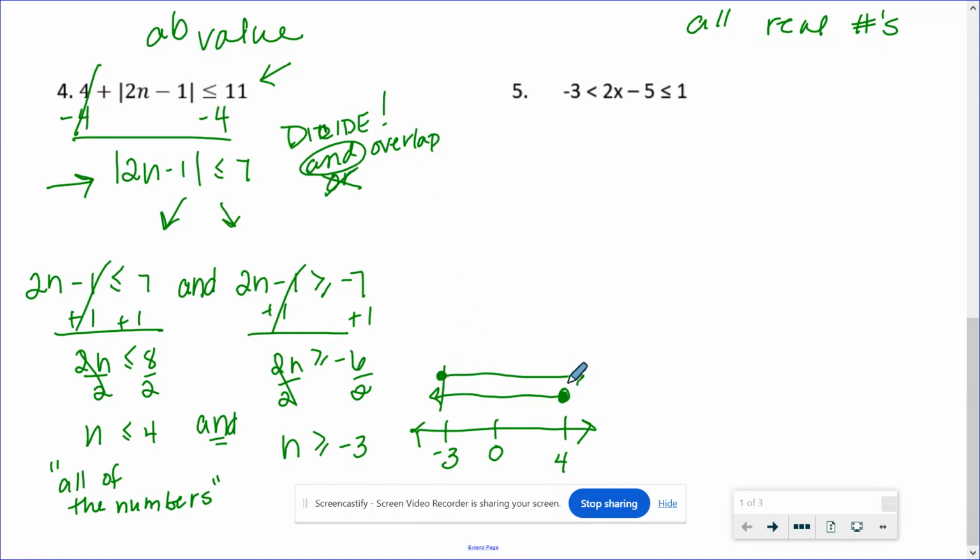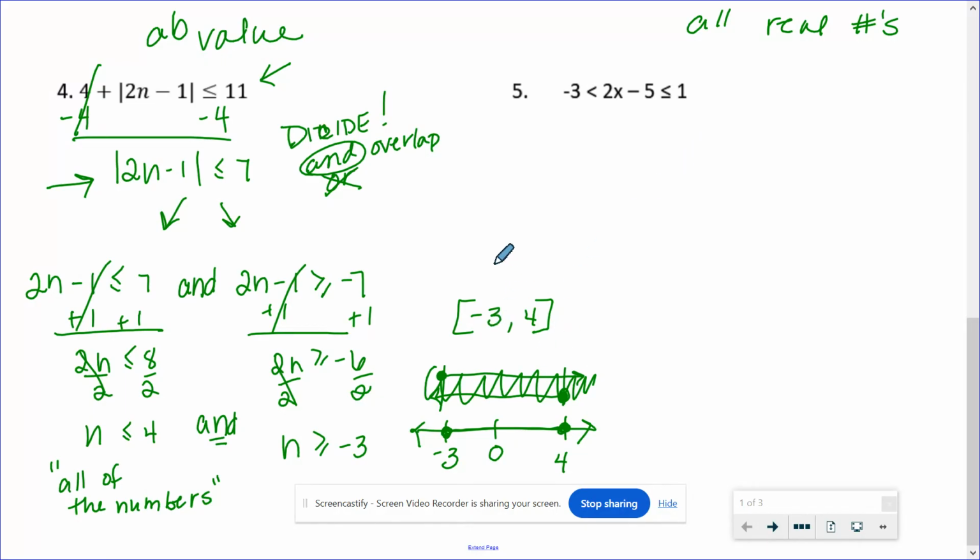So I'm going to look very carefully at my graph. Let's see, they're going to overlap from here to here. So all of this is my solution. So my answer is going to be this section right here. I'm going to get rid of those so as not to confuse myself. Here's my final answer. And that would also be everything from -3 to 4, including those two numbers.